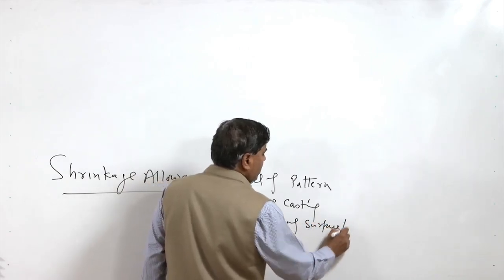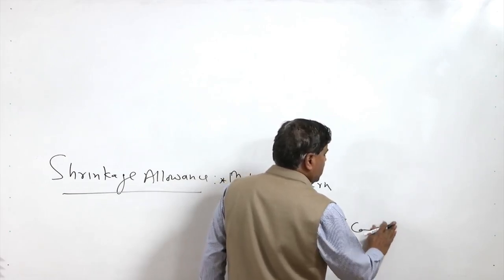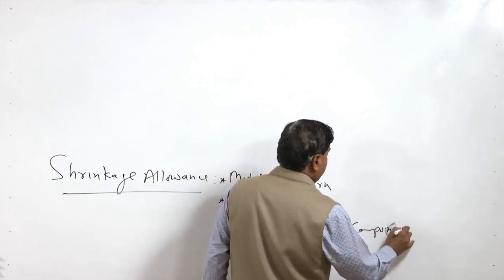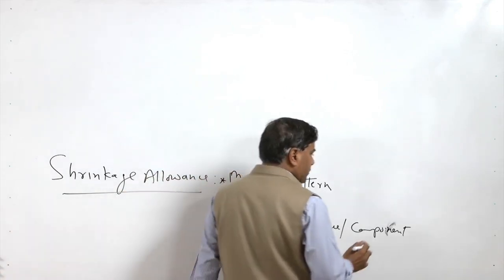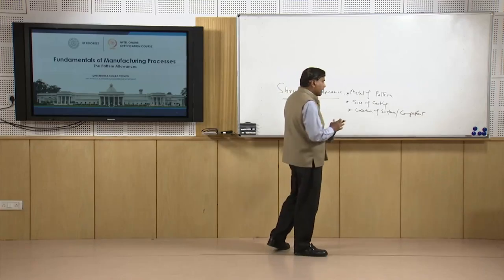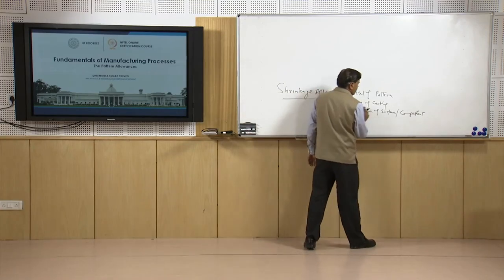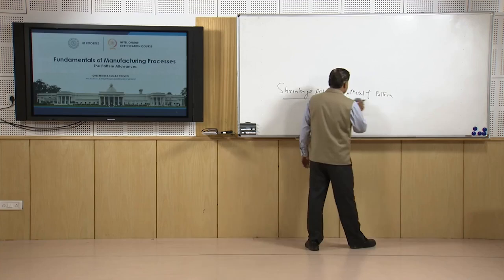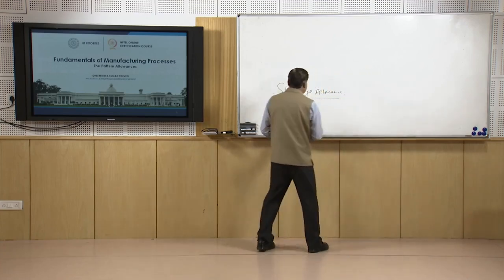And the third is the location of the surface or of the component. External surfaces are given a different type of shrinkage allowance than internal surfaces, like hole allowance. For the holes or internal features, it is given in a different way than for the external features and external surfaces. So, these are the factors that will come up gradually.